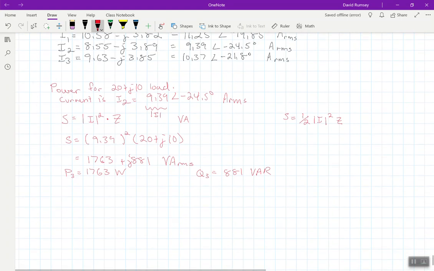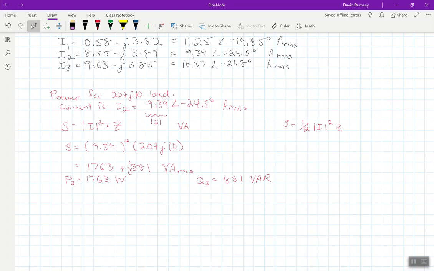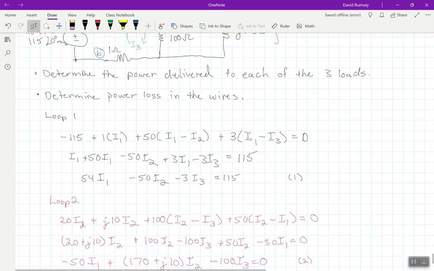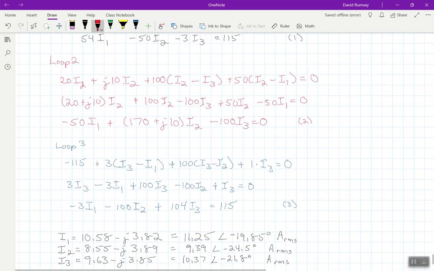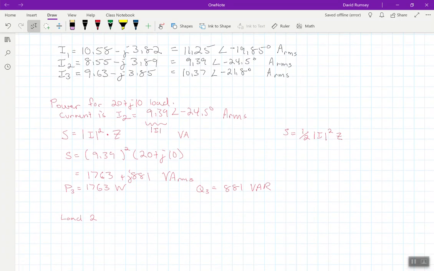Now we can go through and compute the rest of these here. If we look for load 2, I guess we'll just go backwards. Load 2, I want to be careful here. The current through load 2 is actually like I3 minus I2. So I'm going to look at the magnitude of I3 minus I2. Or actually, instead of looking at what the magnitude is, let's just go ahead and do that computation.